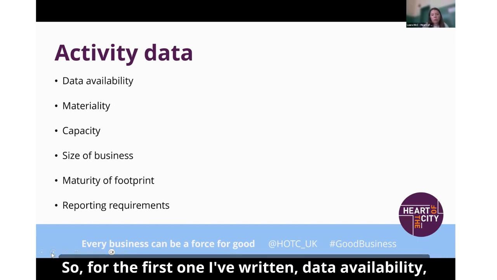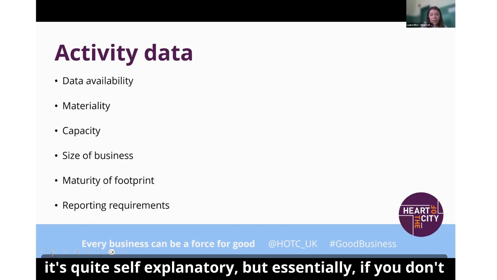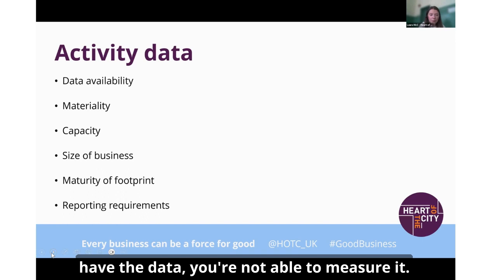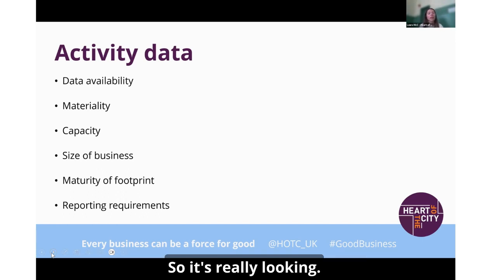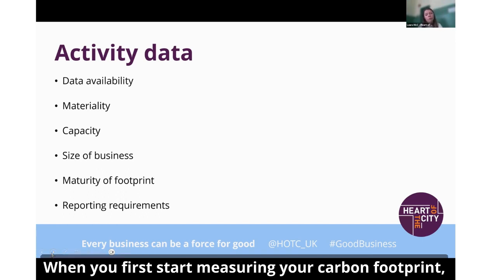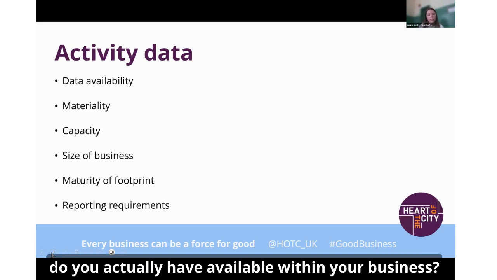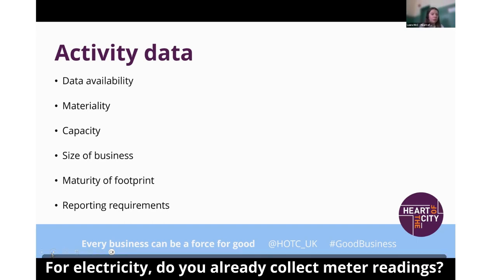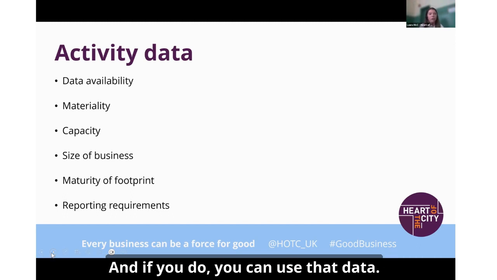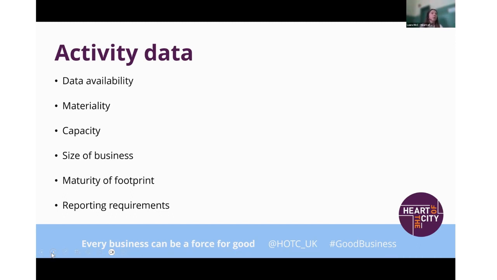So for the first one, I've written data availability. It's quite self-explanatory, but essentially if you don't have the data, you're not able to measure it. So it's really looking, when you first start measuring your carbon footprint or later down the line, at what data you actually have available within your business. For electricity, do you already collect meter readings? And if you do, you can use that data.